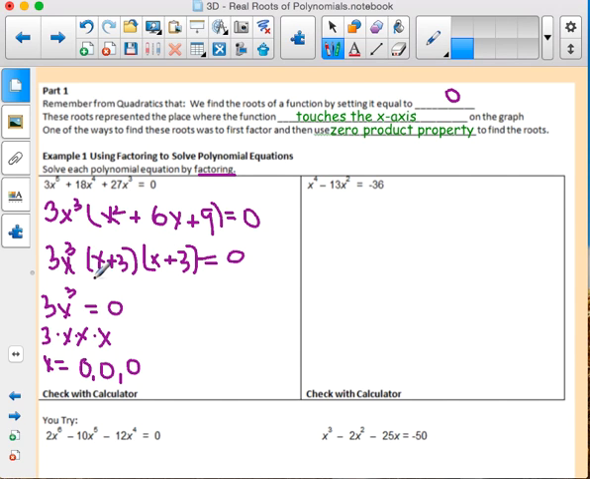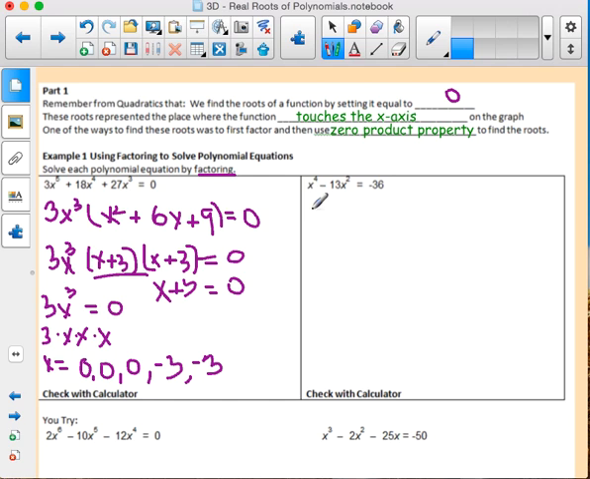All right, and then finally these x plus 3 factors, if we were to set them equal to 0 and solve, we would end up with x equals negative 3 from both of them. So I'm going to write negative 3 twice. All right, so we have 5 solutions.